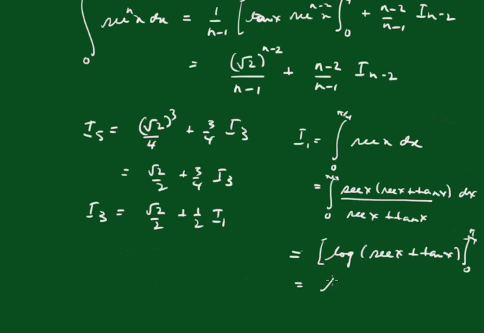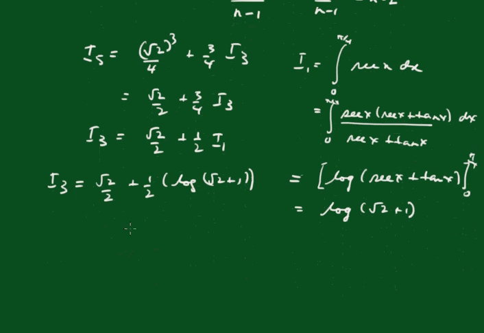And on substituting that in, you get the log of root 2 plus 1. And of course, sec 0 is 1, the log of 1 is 0, so it just becomes log of root 2 plus 1. So I3 is equal to root 2 on 2 plus 1/2 of the log of root 2 plus 1.